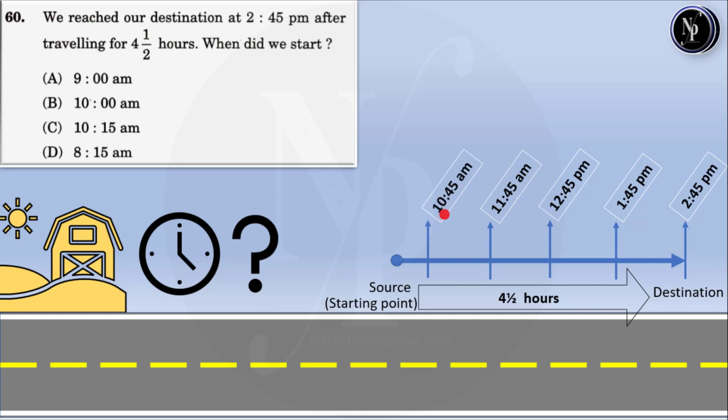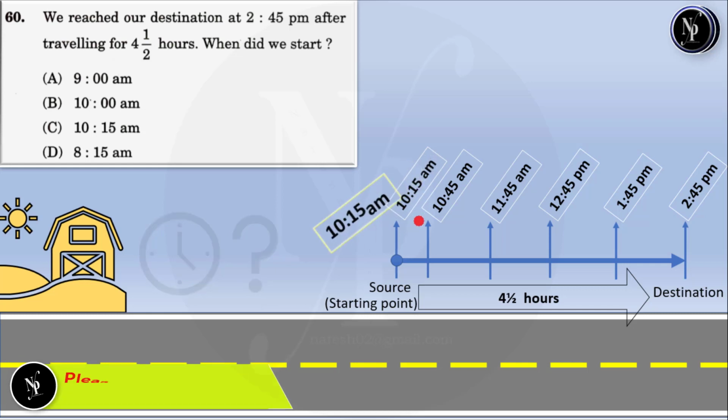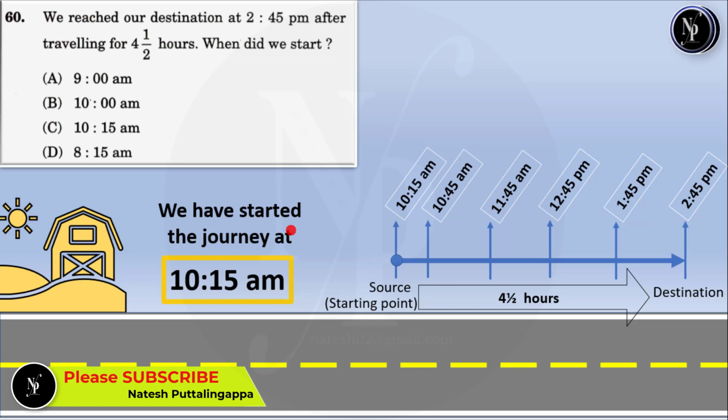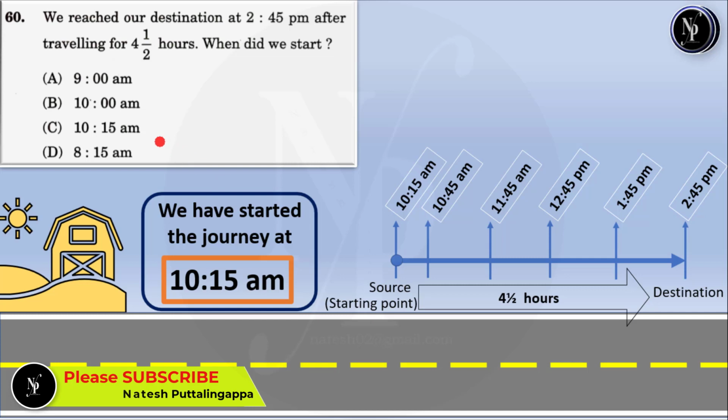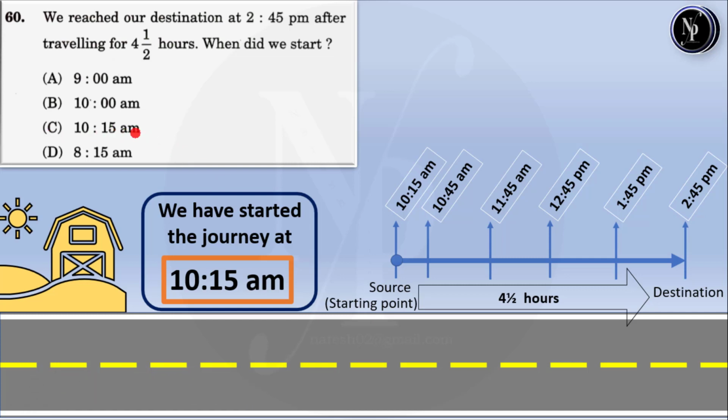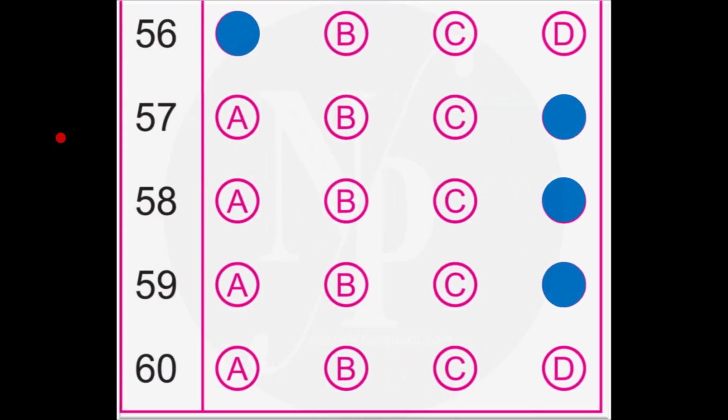Now we have reached the time 4 hours before 2:45 p.m. Going back 30 minutes we get the time 10:15 a.m. Now starting from 2:45 p.m. going back 4.5 hours we obtained the time 10:15 a.m. So we have started the journey at 10:15 a.m. Now looking at the answer options, we have 10:15 a.m. in answer option C. So let's mark answer option C as the correct answer for question number 60 on the OMR answer sheet.